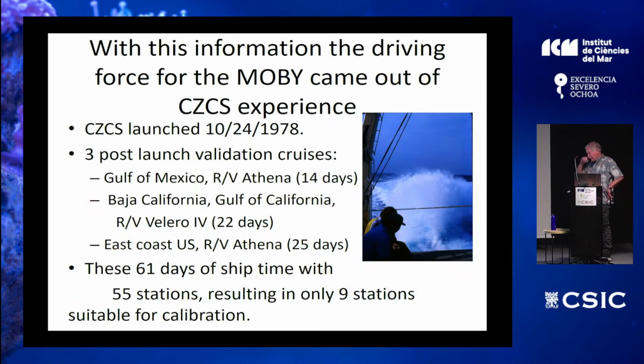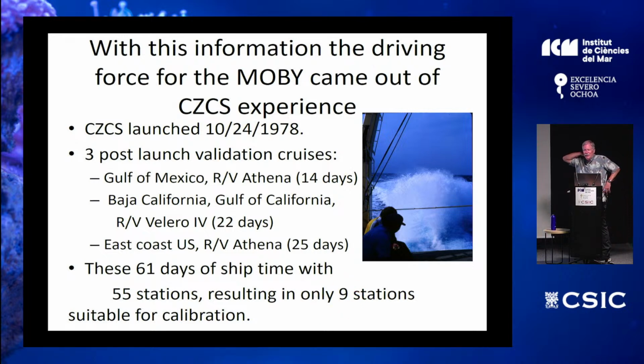So with all of that, what happened? Why did MOBI come about? And basically, it came out of the first ocean color satellite, which is CZCS, that was launched back in the late 70s. In this, they didn't have an instrument like MOBI, and so they had to go to sea to try to collect the calibration data. And even with 60 days of ship time, they only ended up with 9 stations.